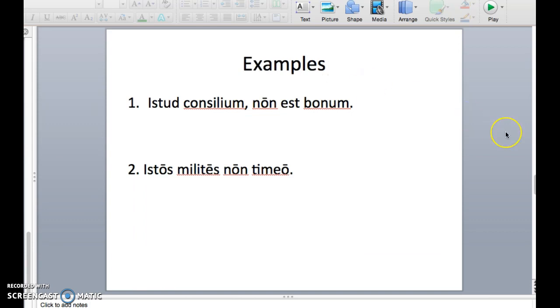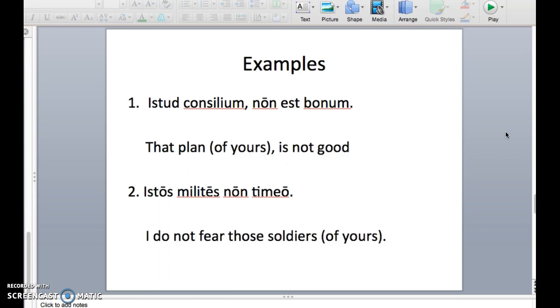Let's look at a couple translations. If you want to pause the video here to try and translate these on your own, I will then provide you with the translations. Right now, 3, 2, 1. So if you haven't paused the video yet, here come the answers. That plan of yours is not good. Istud concilium, neuter nominative. That plan of yours is not good.